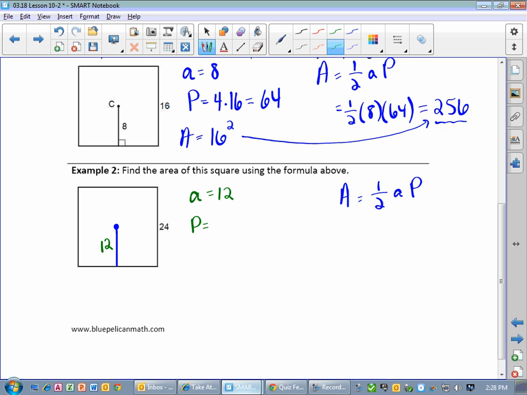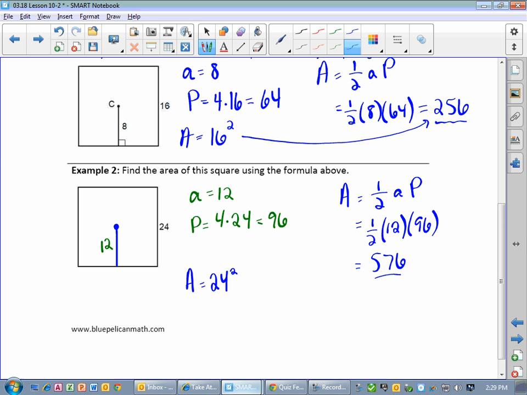How do we find our perimeter? 24 times 4. Okay, 4 times 24 is 96. And so we have our area is 1/2 of 12 times 96. Six times 96 gives us 576. Okay. Now again, just to confirm our answer, because it's a square, it's fairly easy to check if we got this correct area. If it had 25 sides, it'd be much more challenging to check for sure. So the area here would be 24 squared, according to how we normally find the area. And 24 squared, well, that's 576.